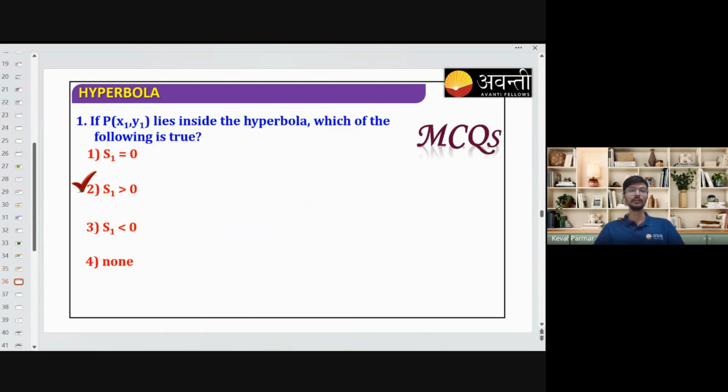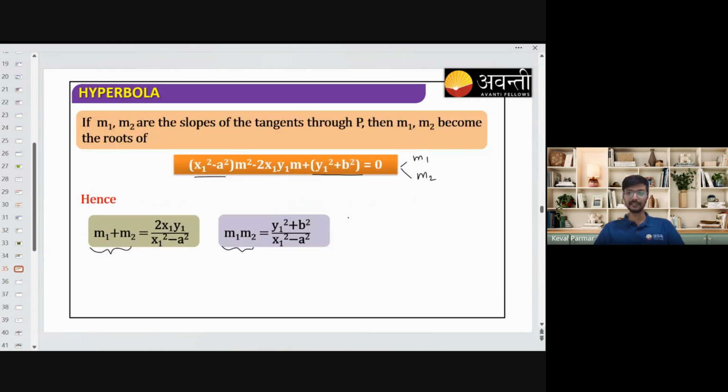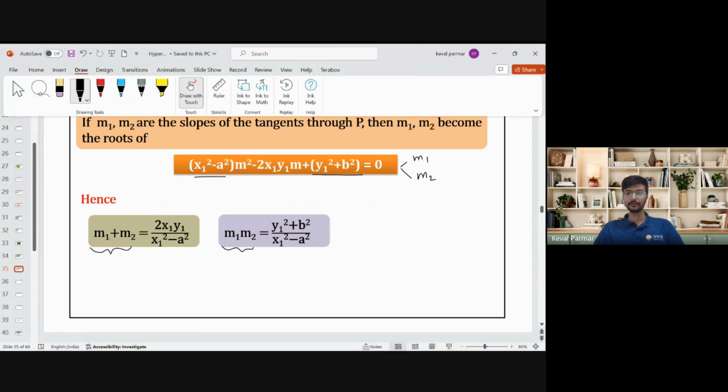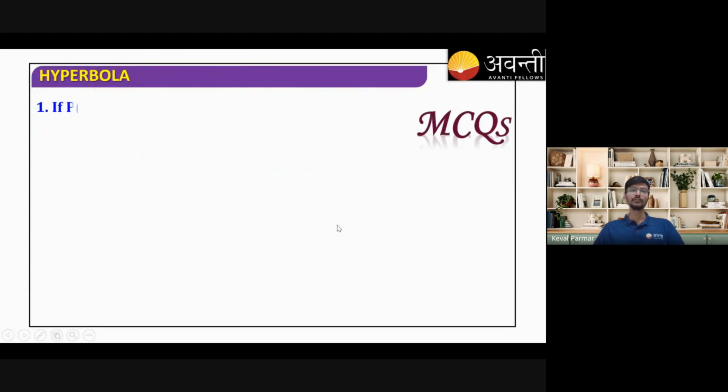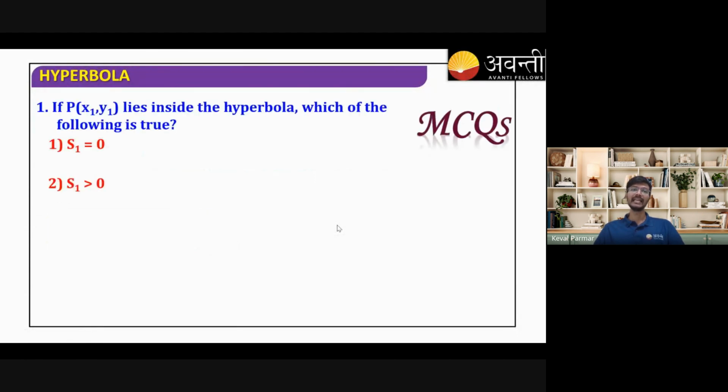Okay, chalo. So these are the MCQs. For the MCQs, let me open slideshow. Yeah. So the MCQ is: if P lies inside the hyperbola. Come on. We did this. This is position of a point with respect to the hyperbola. So here point P lies inside the hyperbola.